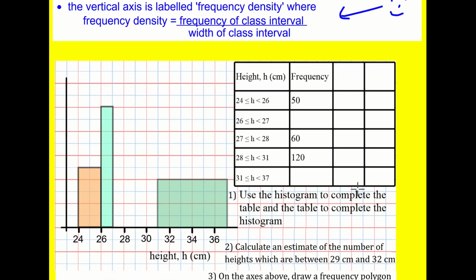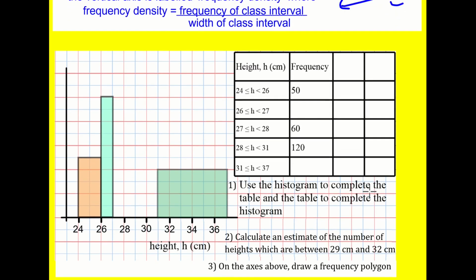Sometimes we get histograms that are a bit incomplete. So let's have a look at this now. And I do see this. This is probably the most likely scenario that will come up in A-level. Essentially, we're told the frequency for one of the bars, and then we have to fill in everything else. And there are gaps along the vertical axis. We don't know how it's labeled.